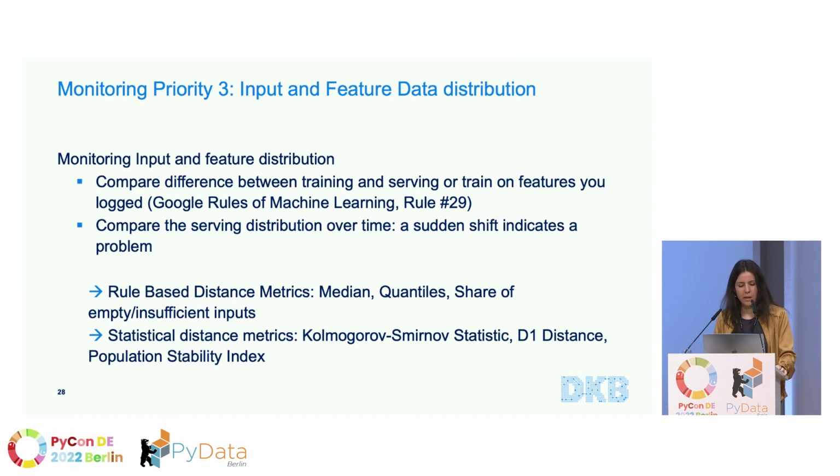You can also compare the serving distribution over time, especially if there's a sudden shift, which can indicate a bug. And if you can, it would also be good to monitor on subsegments. Sometimes only certain segments go blind, certain countries or certain payment options, or if you have different clients, Android breaks but not iOS. The same rules apply, so you can use the same metrics, rule-based metrics or statistical distance metrics.